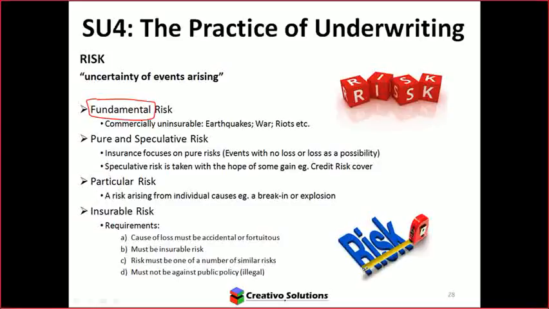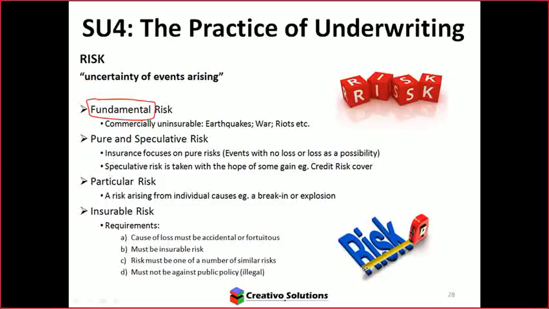Right. What is a pure and speculative risk? Well, here you're focusing on the potential for loss possibly occurring. Insurance focuses on pure risk, events with no loss or loss as a possibility. So I can have loss or I won't have loss. There's going to be a probability attached to that. There's uncertainty. Remember, risk is uncertainty. We just have different forms of uncertainty.